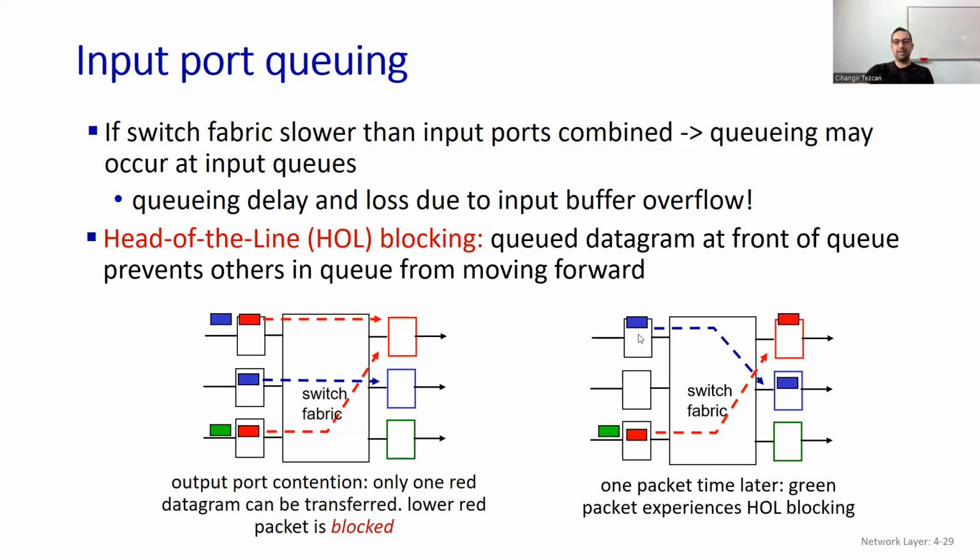So in the next step, the top blue goes to the blue port and the red one goes to this one. So at this part, there is no queuing, but observe that the green packet is still waiting here. Actually, if there weren't any queue here, at this time green would be sent to here. This is what we call head-of-the-line blocking: the queued datagram at the front of the queue prevents others in the queue from moving forward.